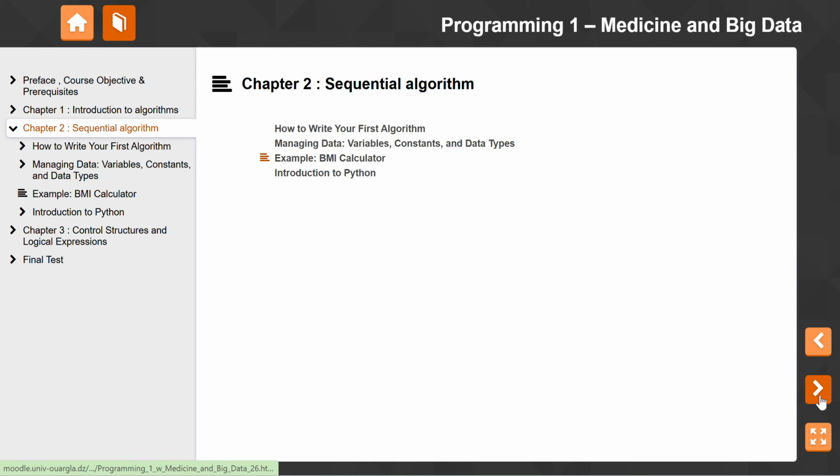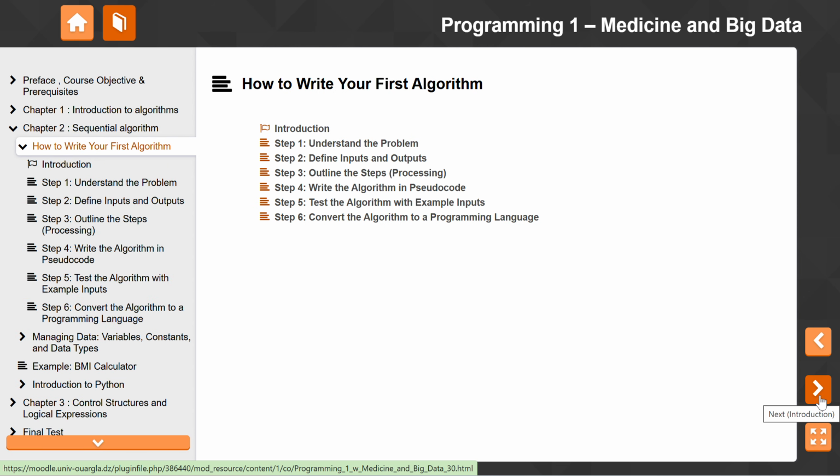So what will we see in this chapter? In this chapter, we will cover how to write your first algorithm, the importance of defining inputs, outputs, and logic, how to translate an idea into pseudocode, and finally, how to implement that algorithm in Python.